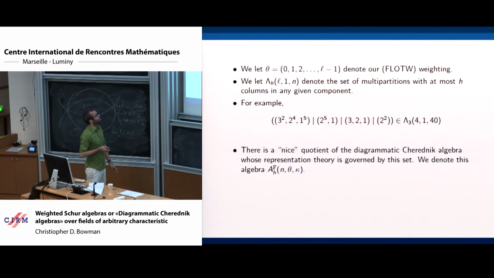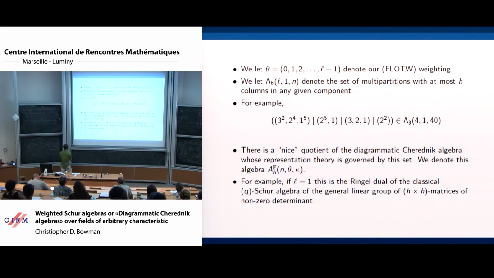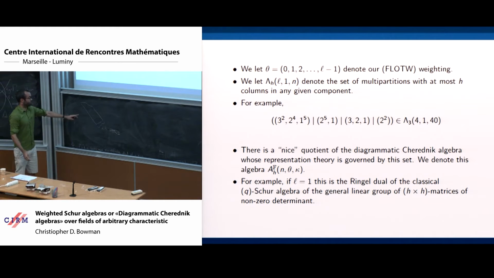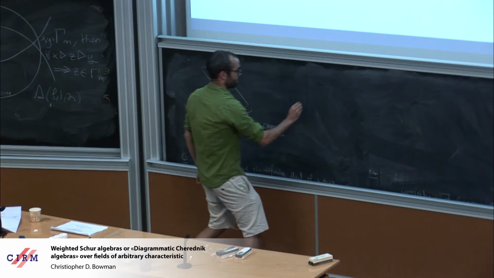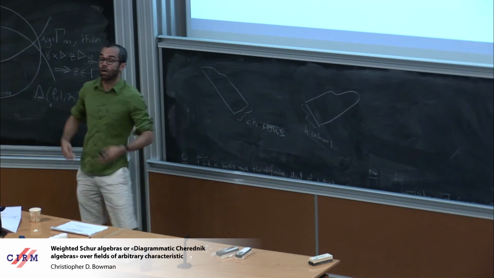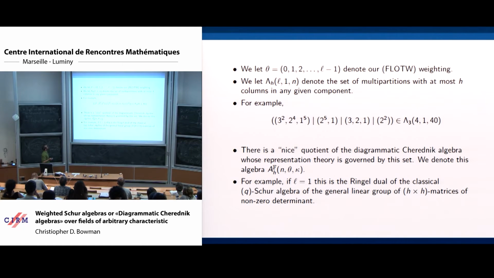Now, this might seem a bit hard at the moment, but for example, if L is 1, we should know that the classical Schur algebra, its representation theory is governed by partitions with less than or equal to H rows, if it's GLN H. So that would be the classical Schur algebra, if that was my restriction. But I'm going to swap and instead consider H columns. So what I'm looking at is the Ringel dual of the classical Schur algebra of GLH, for H times H matrices. People don't normally use H, but I'm trying to emphasize the Coxeter number, hence the H.